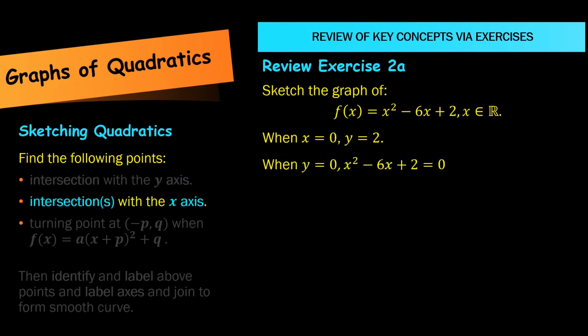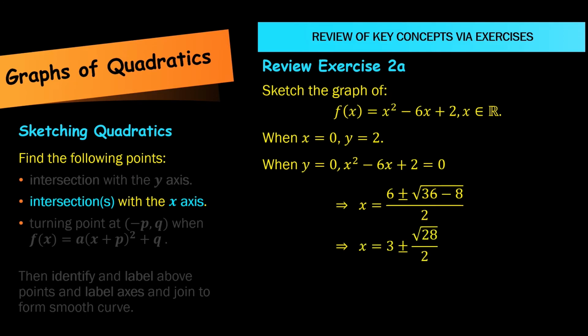Next in the process, we ask the question, when y is 0, what is the value of x? So we plug in f of x equals 0 into the equation to give x squared minus 6x plus 2 equals 0, and then we solve. Here we're going to solve this using the quadratic formula and plug in minus b, and then b squared, and 4ac, as shown, all over 2a.